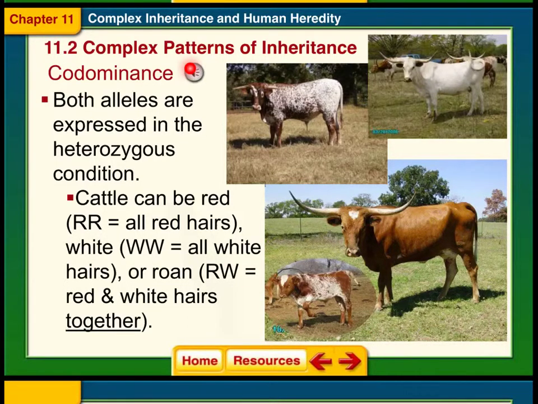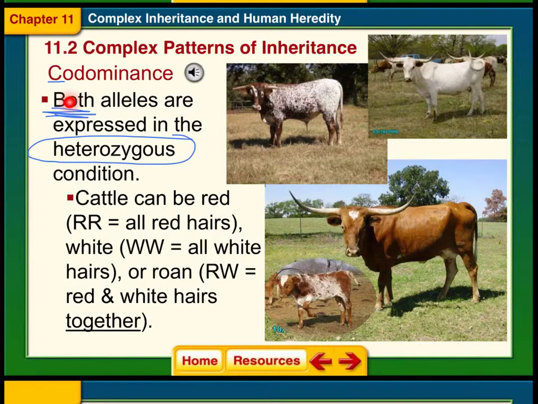Codominance. Both alleles are expressed in the heterozygous condition. So with codominance, co means both or together. We have both alleles expressed in the heterozygous condition. So again, we have another form of inheritance where the heterozygous condition is different than the dominant. And in this case, both alleles are expressed.